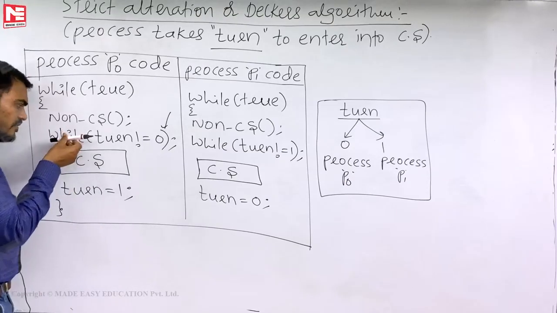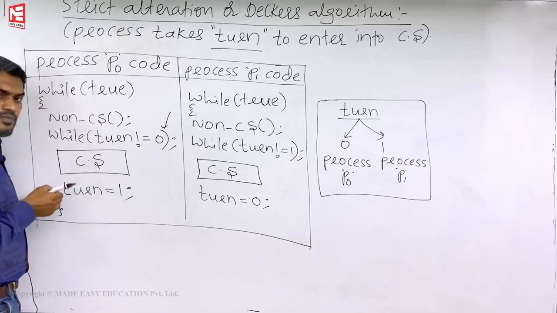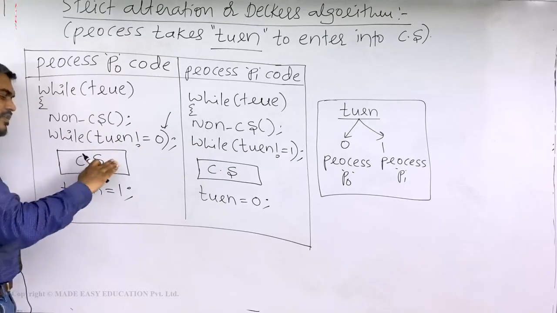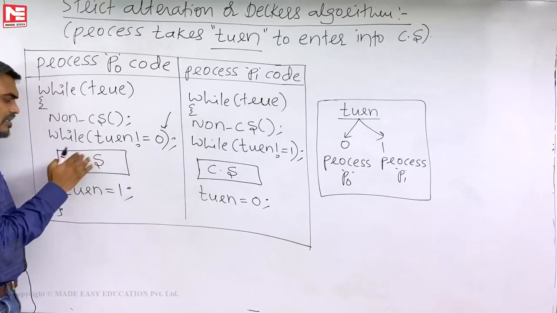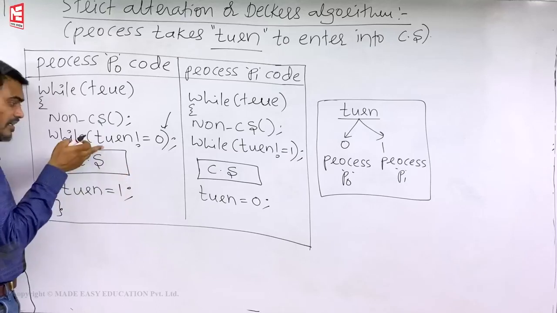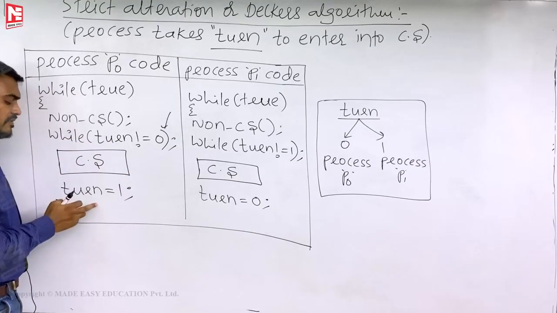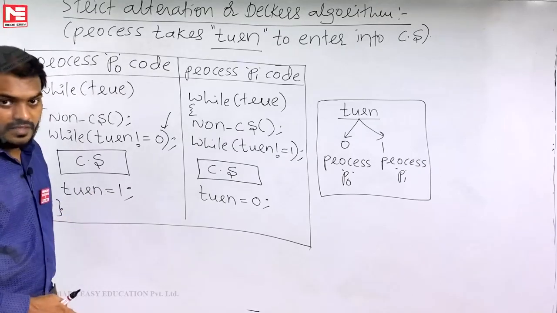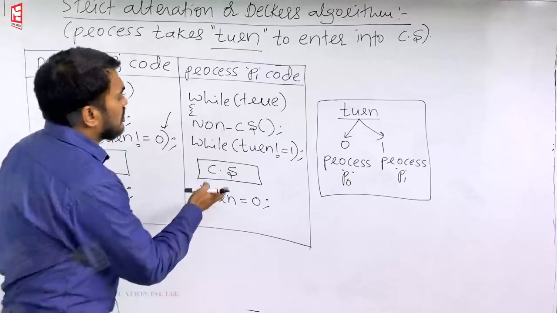So if the condition is true, it will stop here. If the condition is false, it will enter into critical section. So critical section means what? It will also have instructions only. Shared resource, shared variable, some instructions, shared instructions. So once it has completed the critical section, while leaving, you say turn equal to 1. Okay. So this is the code of the process P0 here, and this is the code of the process P1.